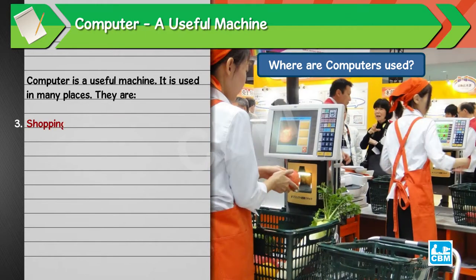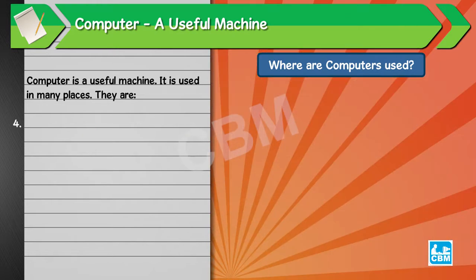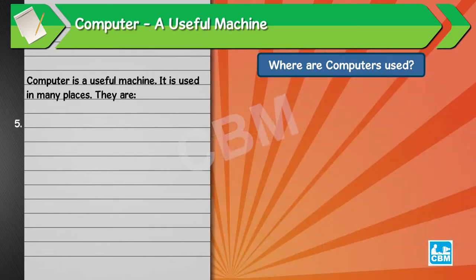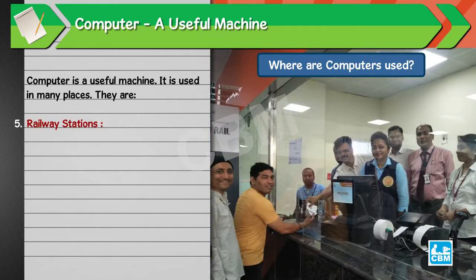3. Shopping malls. Shops use computers to prepare a list of items and to prepare the bills. 4. Hospitals. Computer is used to keep a record of all the patients in the hospital. 5. Railway stations. Computer helps us to buy tickets.